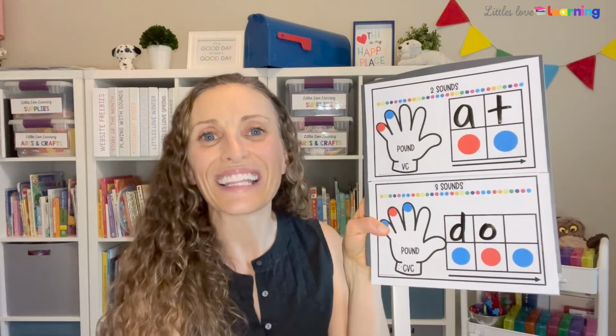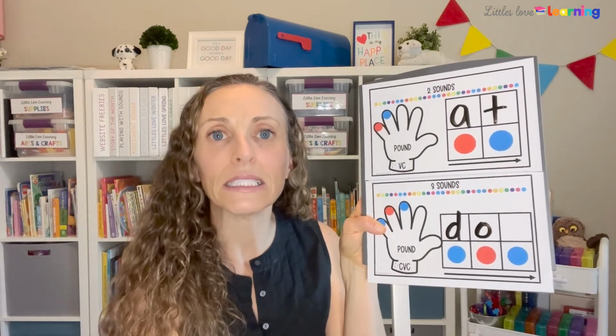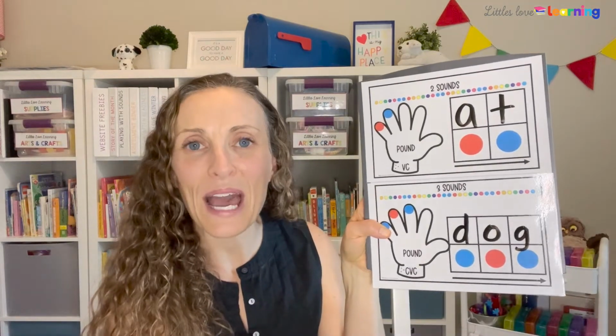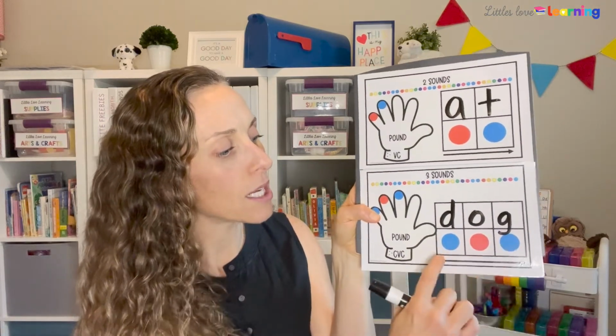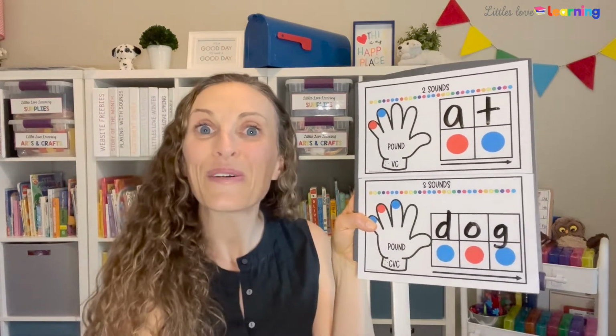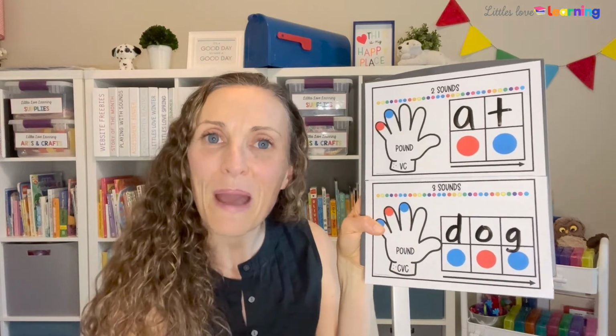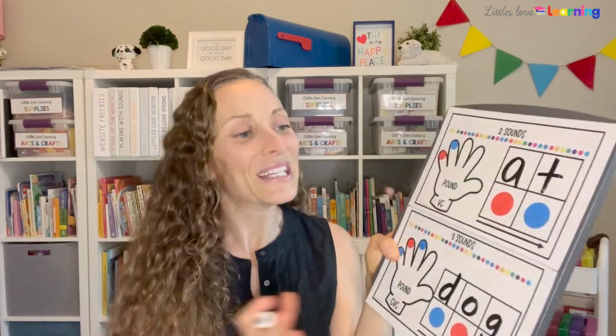O. Last sound in "dog," G. How do we spell G? G. Let's tap the sounds and then we'll read the word. D, A, G, dog. We are promoting orthographic mapping using a phoneme-grapheme mapping activity. How cool is that?